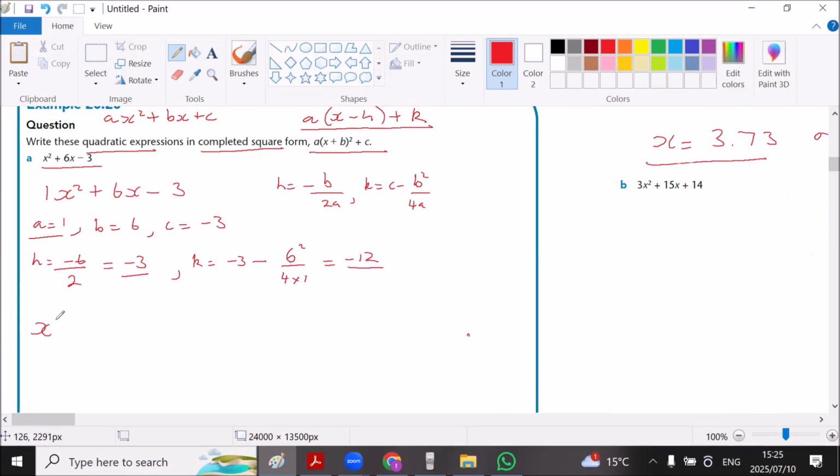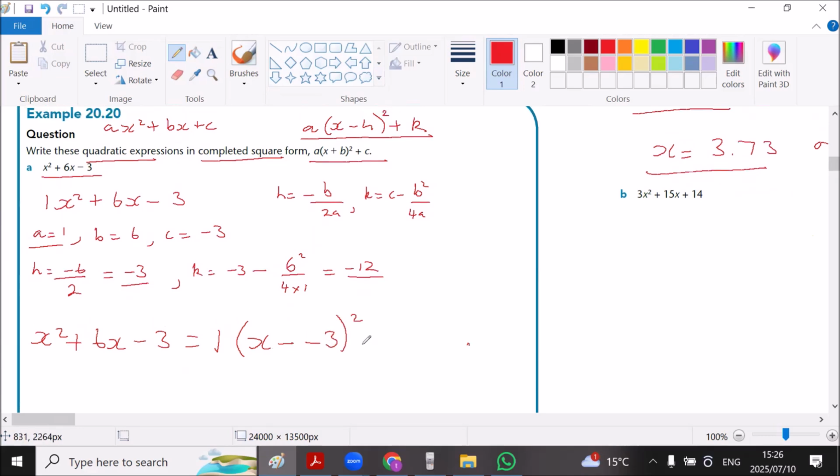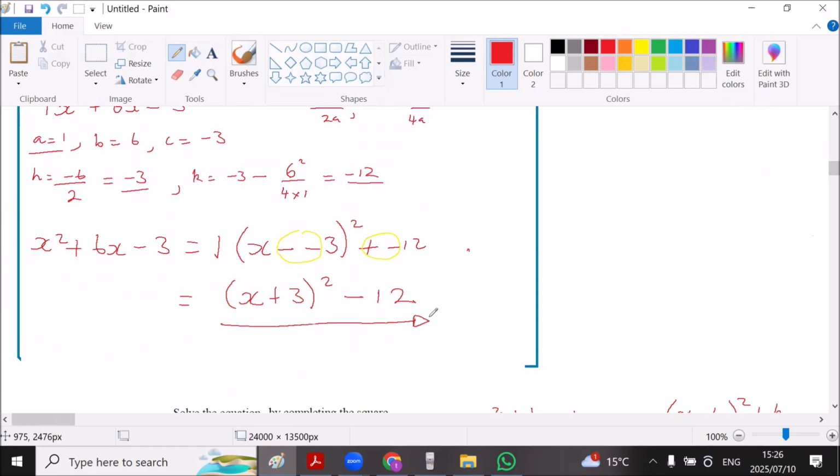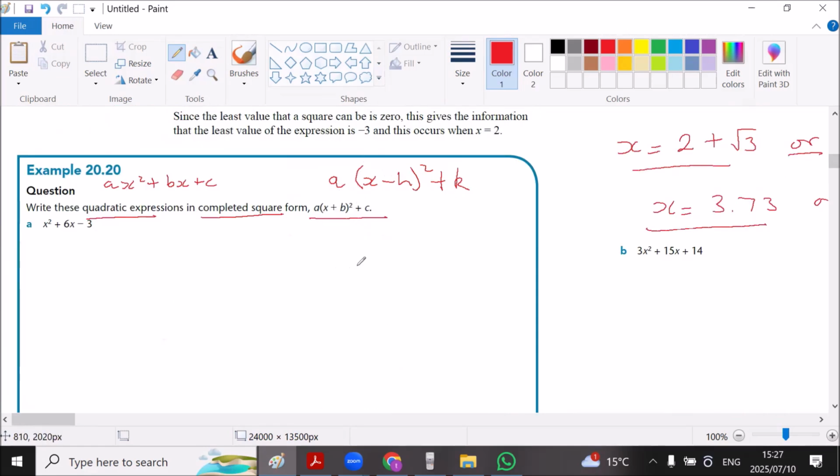Now we substitute a, 1, h, minus 3, and k, minus 12 into this equation. So we can say x squared plus 6x minus 3 is equal to a, which is 1, bracket, x minus h, which is minus 3, squared plus minus 12. Now we simplify these signs. Multiplying by 1, we may not write the 1. So we say x minus minus is plus 3 squared plus minus is minus 12. So this is the answer, the completed square form.